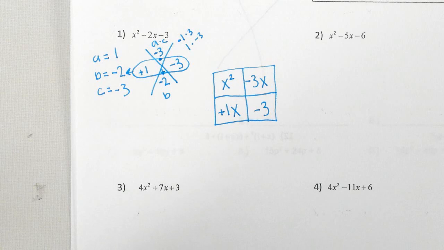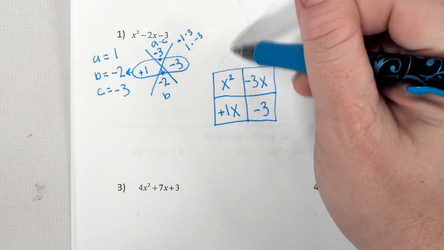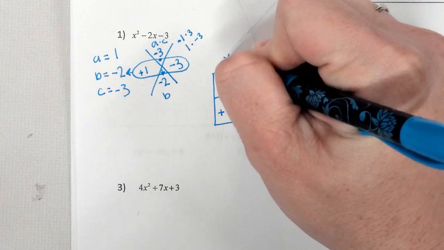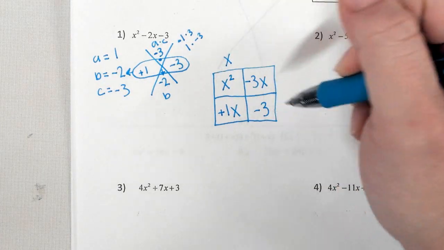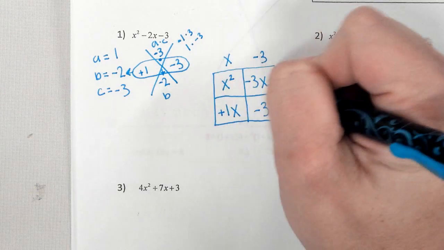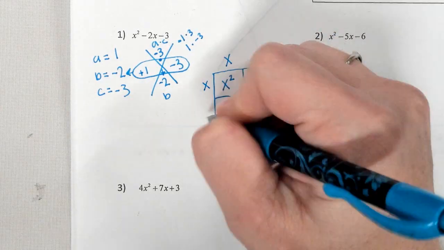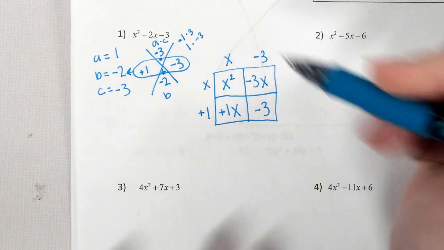In my opinion, that's the hardest part. From here on out, it's just GCFs and then you're done. So what's the GCF of this column? X. What's the GCF of this column? Negative 3. What's the GCF of this row? X. And what's the GCF of this row? Positive 1.